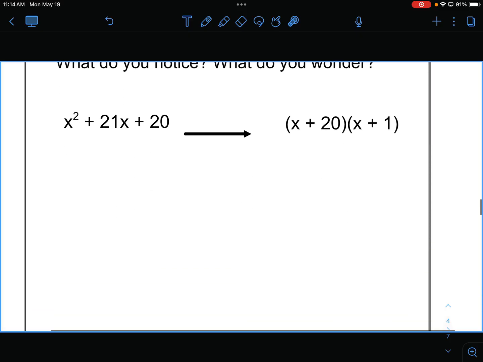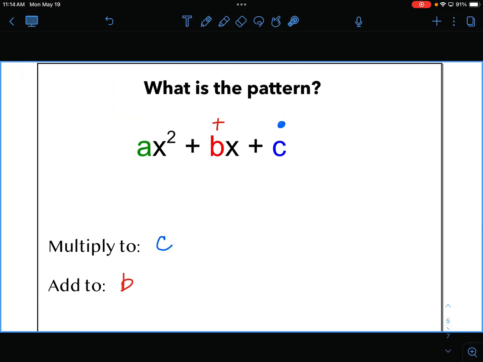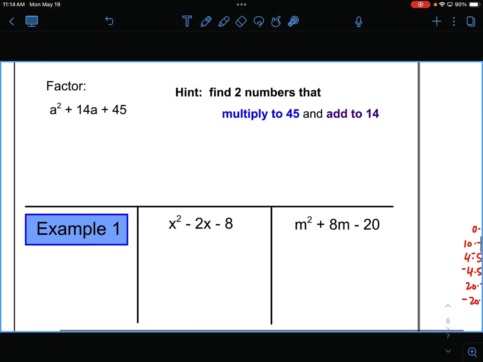I'm going to scroll ahead a couple. And so, again, the pattern that we're looking for is what multiplies to get our last term, c, and what two numbers then do you add to get that middle term's coefficient, which we'll call b. So now, let's do this one together in your notes. Again, the pattern is what multiplies to 45, that adds up to 14.